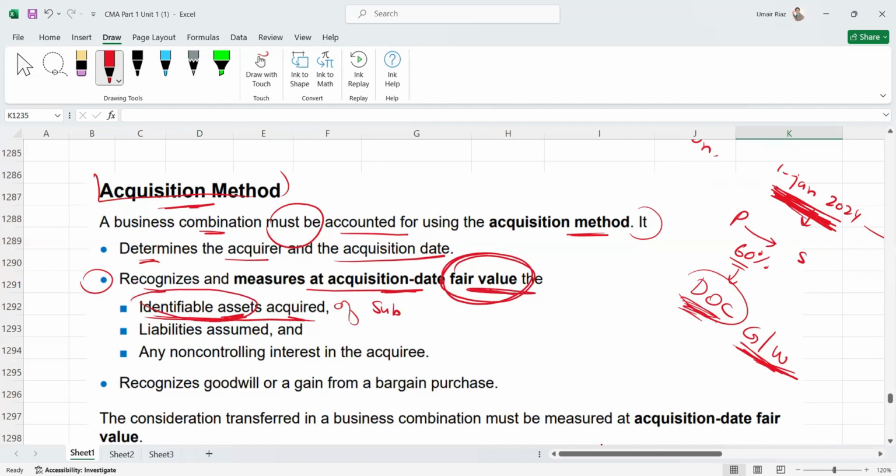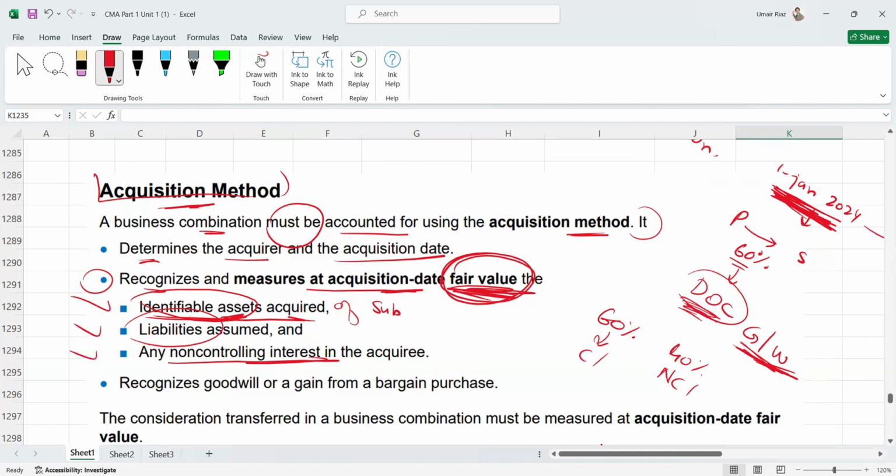We also need the fair value of the liabilities of the subsidiary, and we also need to know the fair value of non-controlling interest. Non-controlling interest, I told you, for example, if you acquired 60%, the remaining 40% is your non-controlling interest, and this 60% is the controlling interest. So we need the fair value of three things: the fair value of assets of the subsidiary, the fair value of liabilities of the subsidiary, and the fair value of non-controlling interest in the acquiree or subsidiary.